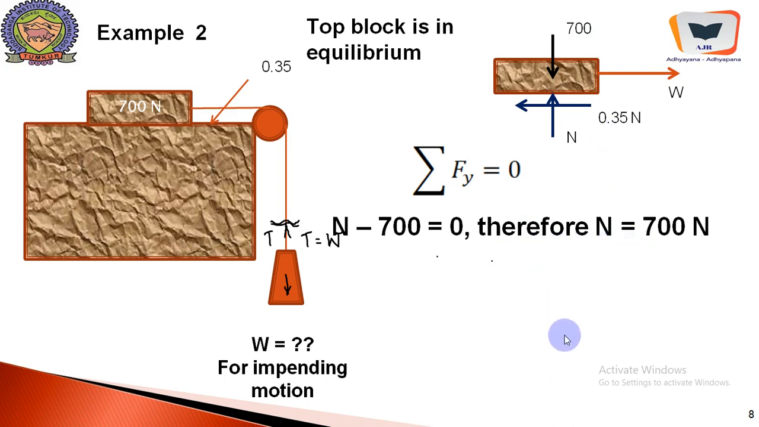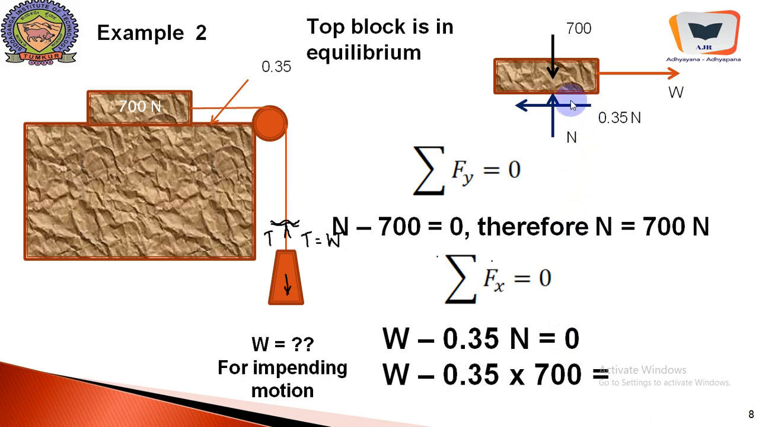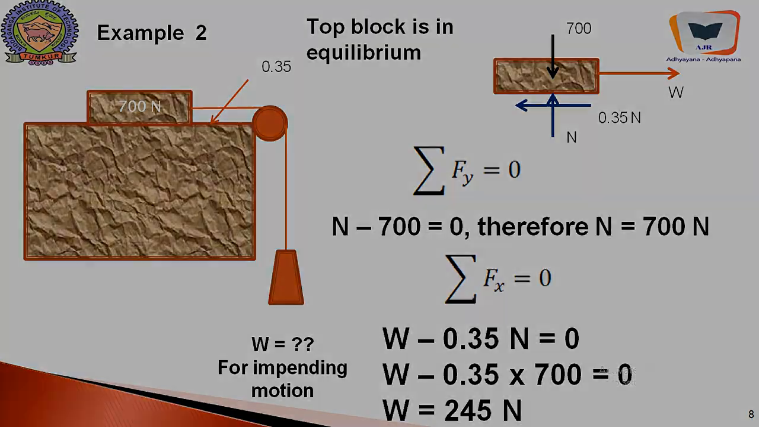Therefore, the frictional force will be 0.35 N. Sigma Fx equal to 0, that is W, positive going right, minus 0.35 N equal to 0. So W equal to 245 Newton. So 245 Newton is just enough to cause some kind of instability, some kind of a jerk in the horizontal direction as far as this block of 700 Newton is concerned.